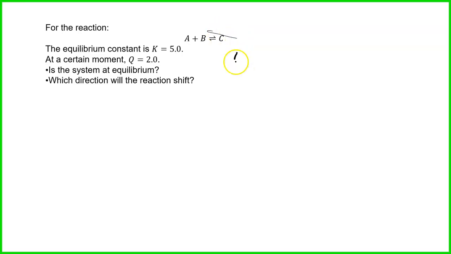We have a K of 5.0 and a Q of 2.0. So if we were just comparing them to which is larger, I would say that Q is less than K. Because Q is less than K, we can say that the system is not at equilibrium. In order to get to equilibrium, which direction is this going to shift? If Q is less than K, we're going to shift to the right to try to make more products. So it's telling us at any point in time, the quotient is less than at equilibrium. So we need to make more product.